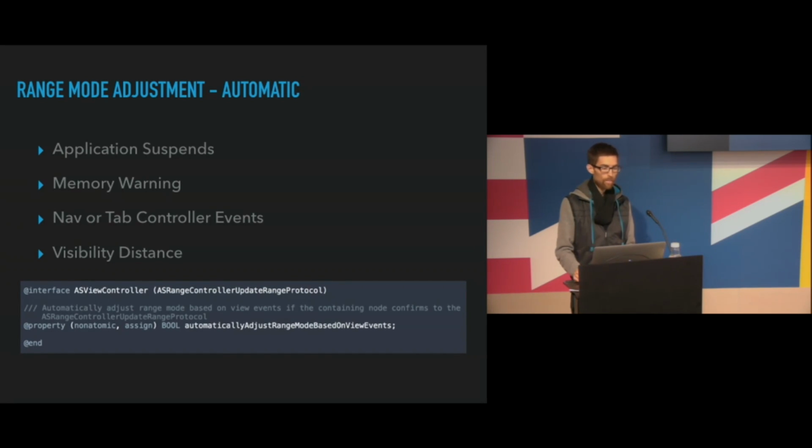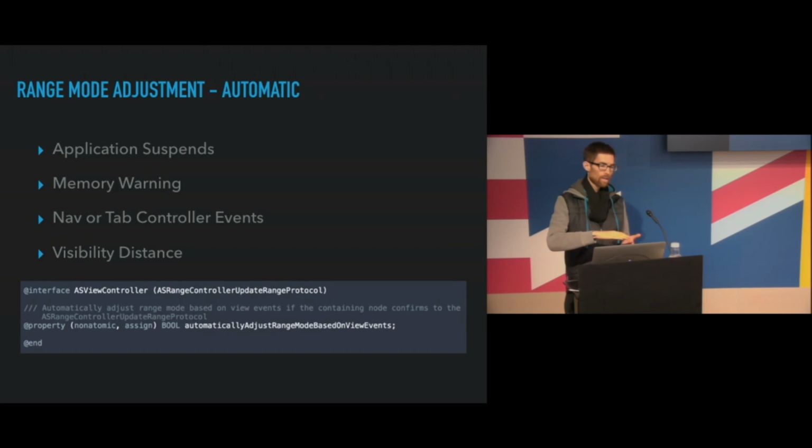As soon as your app gets a memory warning, we basically clear the nodes and reclaim memory. Another thing we added is a new API for the ASViewController. If you subclass ASViewController, you can set automatically adjust range mode based on view events. That means, let's say you push a lot of view controllers on top, so you have a stack of view controllers, and every view controller has a lot of nodes. So there's a lot of data.